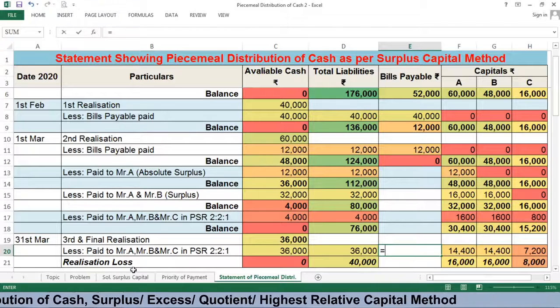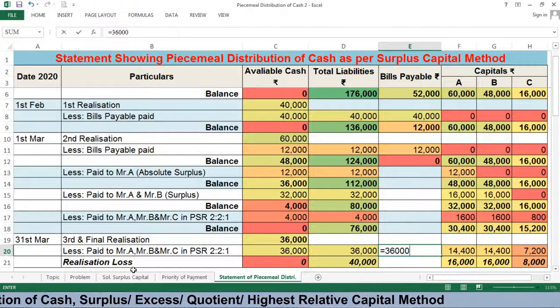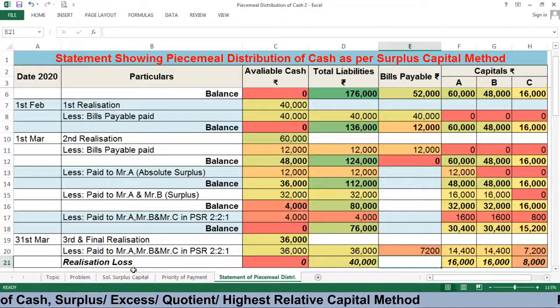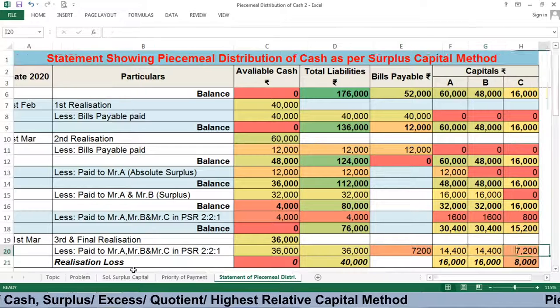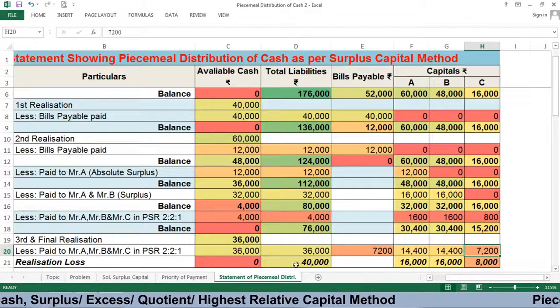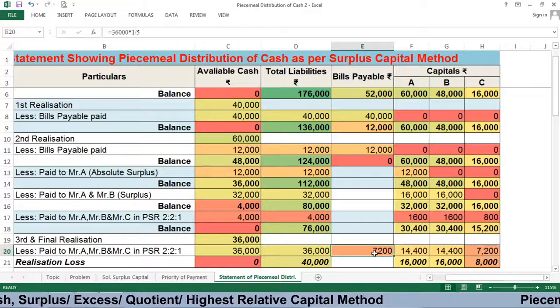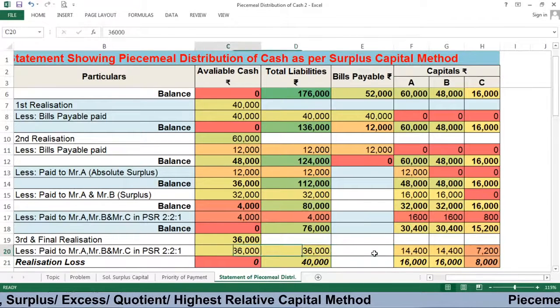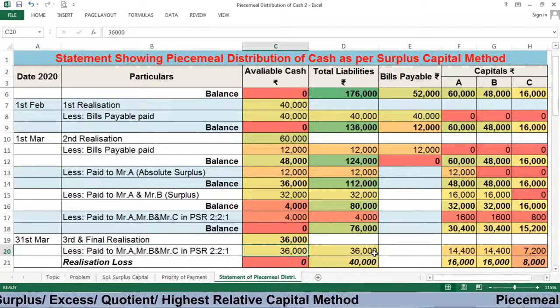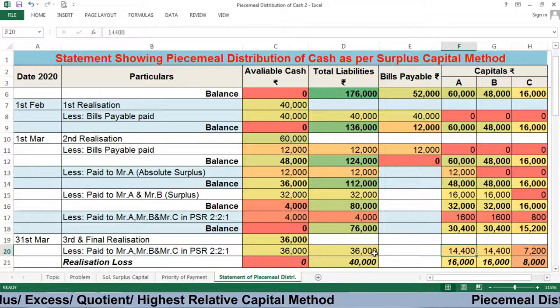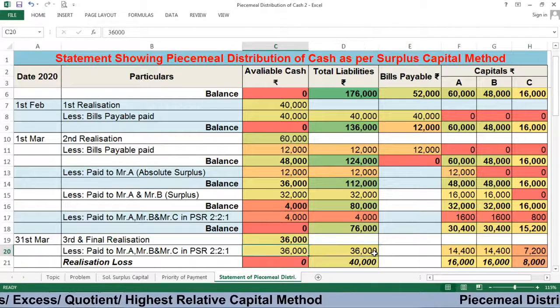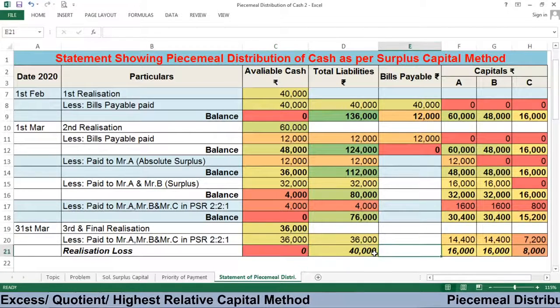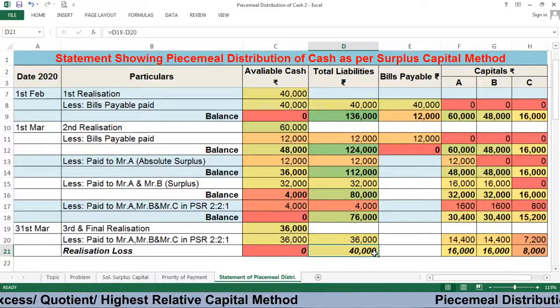You can calculate it by using a calculator, that is 36,000 into 1 divided by 5. So it is 7,200. After the payment of 36,000, which was the third and final realization, we paid the amount to Mr. A, B and C. Still we have an amount of rupees 40,000, which we are unable to pay. It is called realization loss.